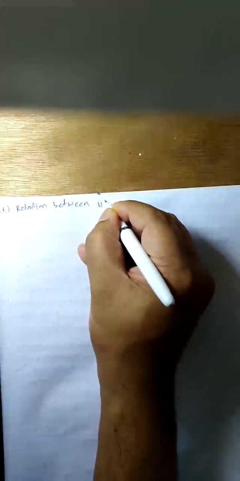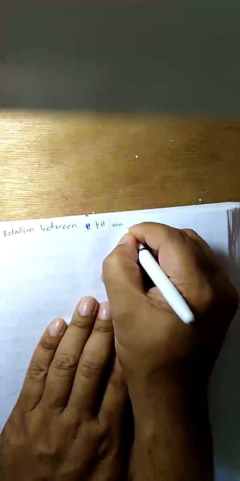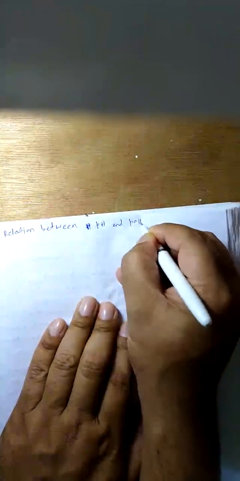Relation between pH and pOH. We know that Kw is equal to H plus concentration into OH minus concentration.